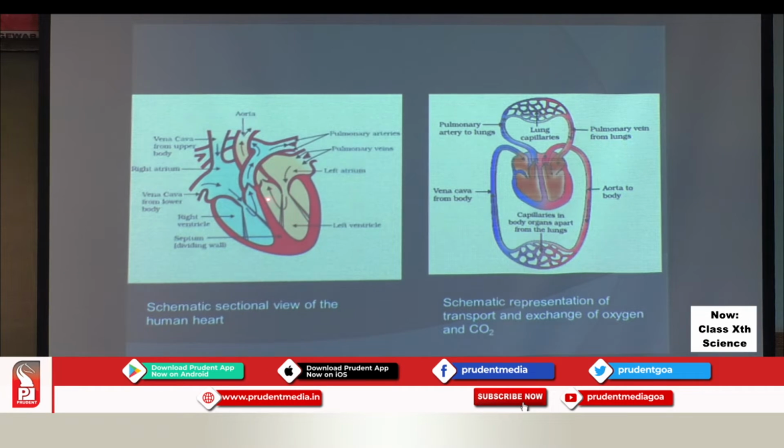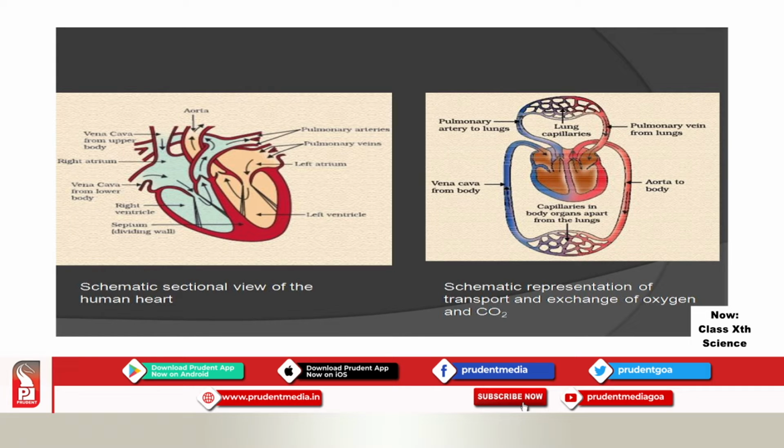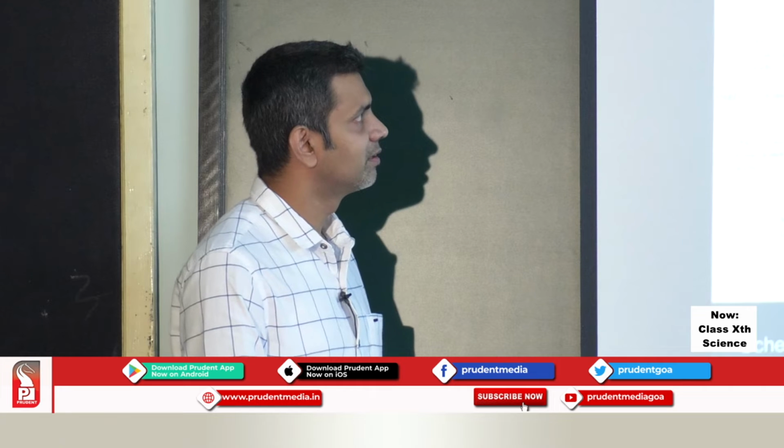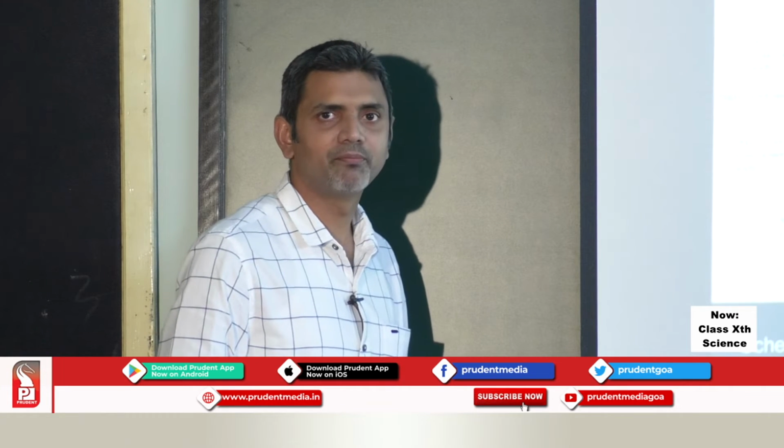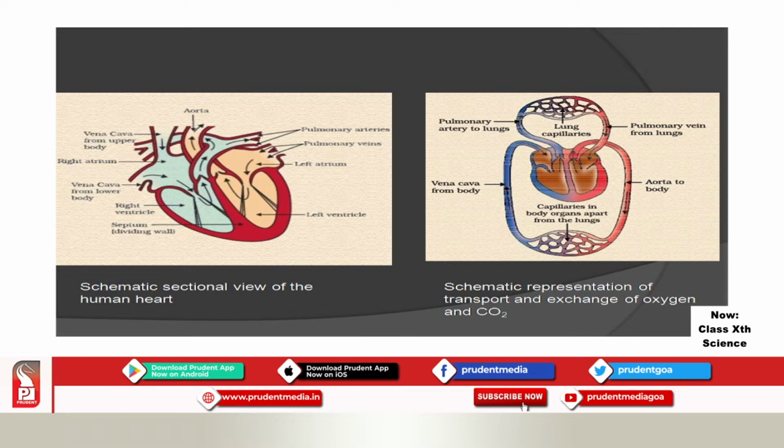And when this blood comes out of the heart, this oxygenated blood comes at very high pressure. The left ventricle, or ventricles, have thick muscular walls. So, ventricles have to pump blood out of the heart or away from the heart. That is why they have thick muscular walls. So, from this aorta, the blood will be supplied to various parts of our body. The diagram that we are looking at is the schematic sectional view of the human heart.